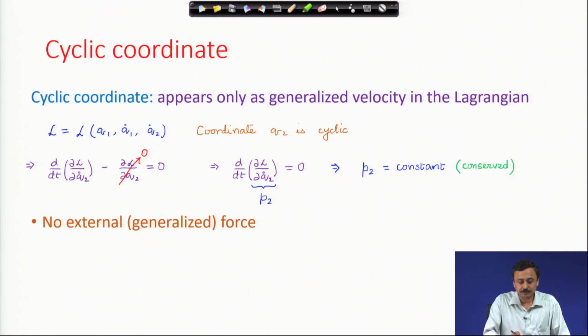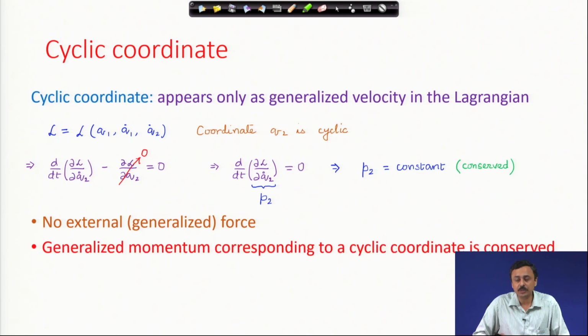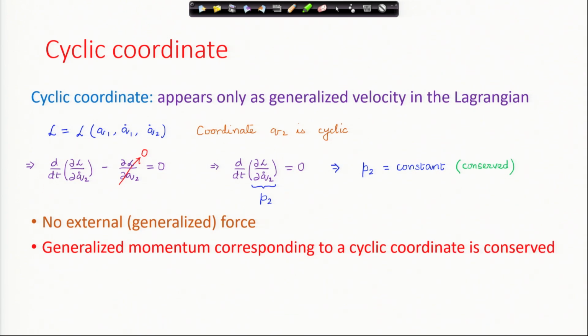And of course, you have to observe that I have considered this equation of motion without external forces. If there are no external forces, then only this statement is true. Therefore, with no external or generalized forces, the generalized momentum corresponding to the cyclic coordinate is conserved. Now, this is an interesting observation, that the generalized momentum can be a constant of motion, or a conserved quantity, if a coordinate is cyclic and there are no external forces of course.